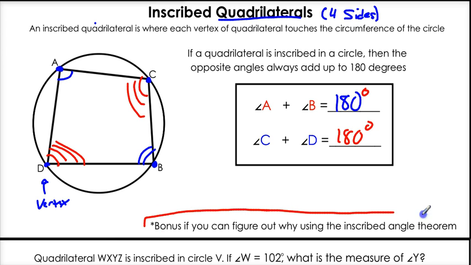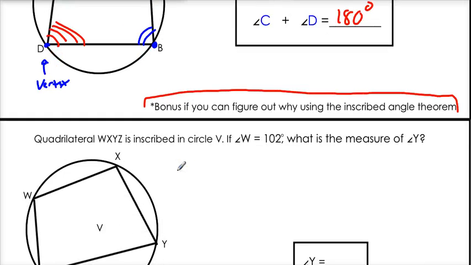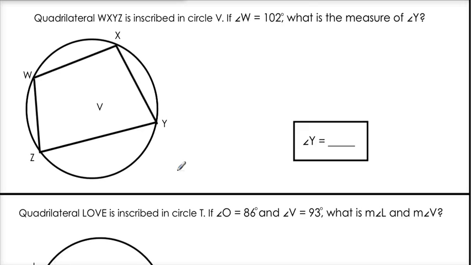Now, there's a little bonus here. If you could come up to me and explain why this is true, well then, I don't know, you're just awesome, because I'd love to see someone do that. Explain why this fact is true: opposite angles add up to 180. Think about it. It has to do with inscribed angles. So how can we apply this?